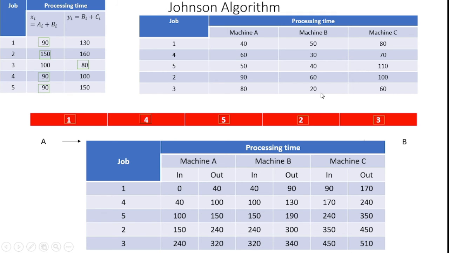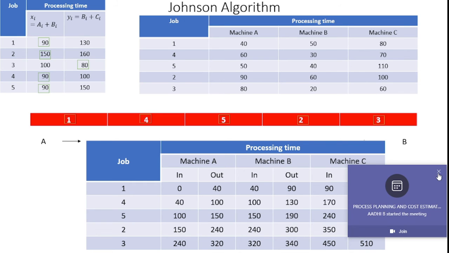After that, the processing time on machine B is 20. 320 plus 20 is 340. After that, as usual, I compare 340 with 450. 450 is the maximum, so here I wrote 450, and then the processing time on machine C is 60. 450 plus 60, I can get 510.